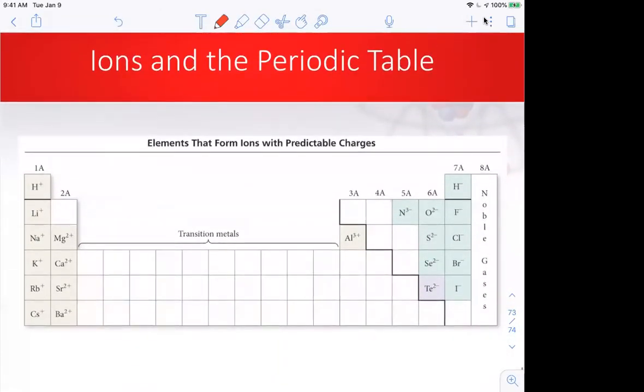So here's a chart that's really important. This shows elements that form ions that have predictable charges. Again, group 1A forms +1 cations. Group 2A forms +2 cations. Aluminum is a group 3 element. I lose 3 electrons to become like the noble gas before it. Aluminum will form a cation with a +3 charge.